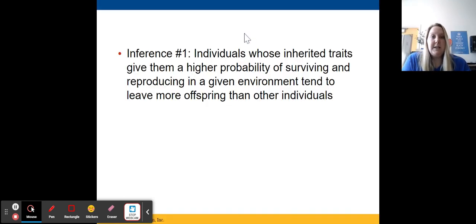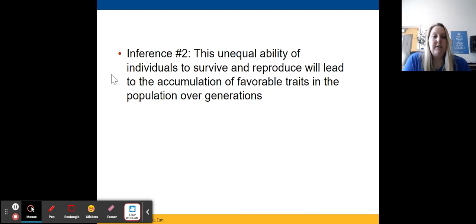His first inference was that individuals whose heritable traits give them a higher probability of surviving and reproducing in a given environment tend to leave more offspring than other individuals. And his second inference was that this unequal ability of individuals to survive and reproduce leads to the accumulation of favorable traits within the environment over time.